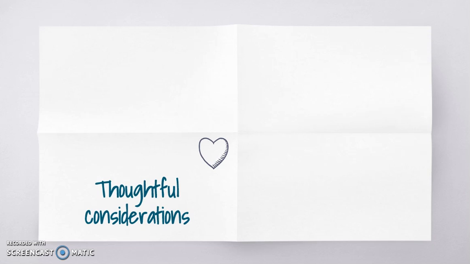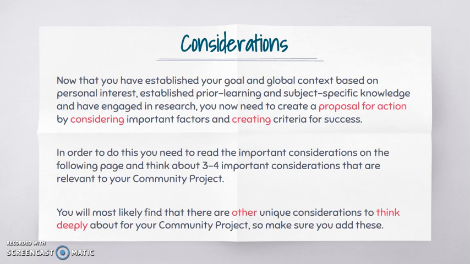So we're going to begin with thoughtful considerations. Now that you've established your goal and global context based on personal interest, established prior learning, subject-specific knowledge, and have engaged in research, you now need to create a proposal for action by considering important factors and creating criteria for success. In order to do this, you need to read the important considerations on the following page and think about 3 to 4 important considerations that are relevant to your community project. You will most likely find that there are other unique considerations to think deeply about for your community project, so please make sure you add these as well.